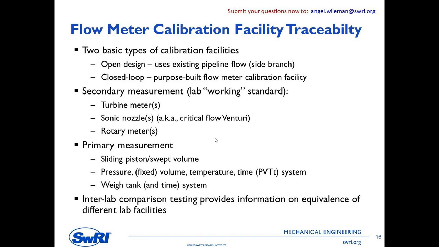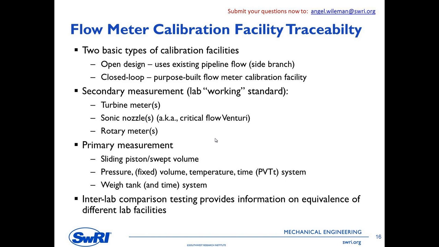But stepping away from that, all calibration facilities work with secondary measurement standards, and those are working standards. That's really what they're going to use to compare your meter to. In a lot of cases, that's going to be a turbine meter that's been calibrated by some other device. It could also be a rotary meter or a critical flow nozzle. At the Metering Research Facility here, we actually use critical flow nozzles as our secondary device, and then we have turbine meters that serve as backup devices for process control.